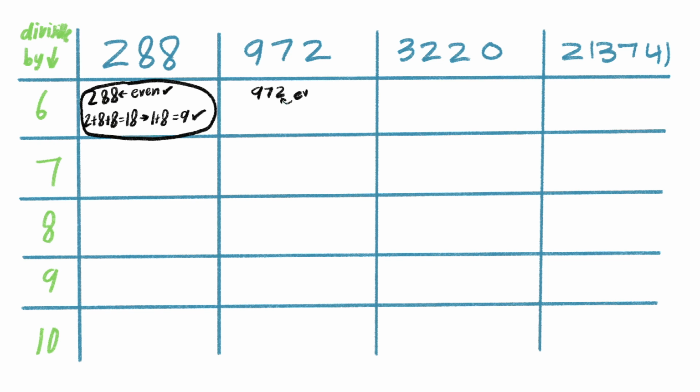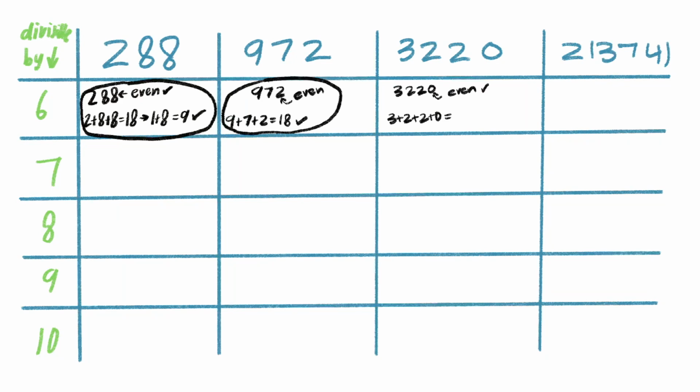So for 972, the last digit is even, and all the digits add up to 18, because 9 plus 7 plus 2 is equal to 18. And we know that 18 is divisible by 3, so this means 972 is divisible by 6. When we check out 3220, we see that the last digit is 0, which is a good sign, because this means the entire number is divisible by 2.